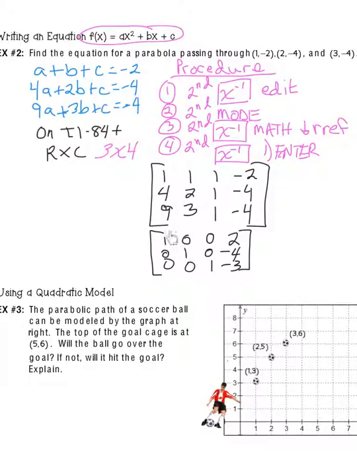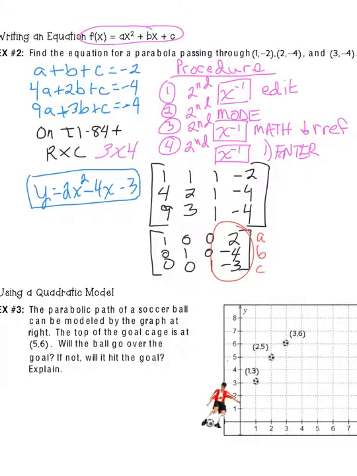Notice that you have all of these zeros, but then you have these diagonal ones. This is called the identity part of the matrix. This right here is the solution that we're looking for. This is going to become our A, this is our B, and this is our C. So now we can write y equals: our a value is 2, so 2x squared; our b value is -4, so minus 4x; and our c is -3, so minus 3.